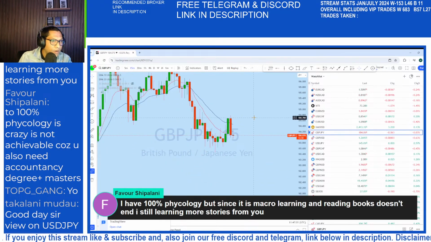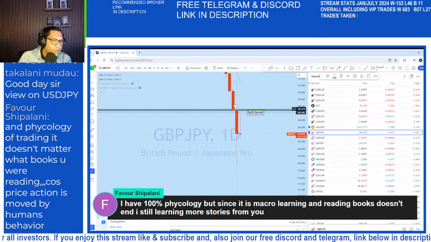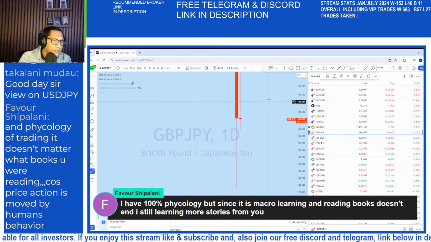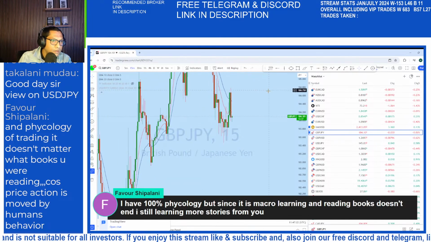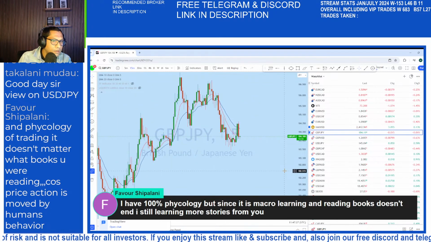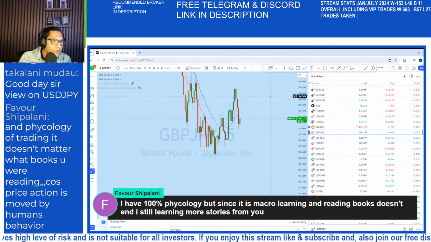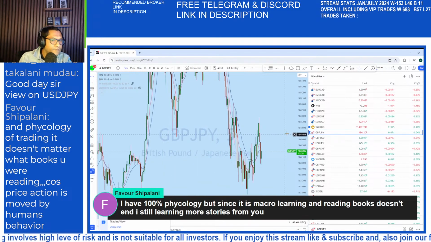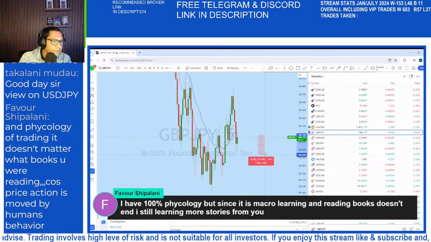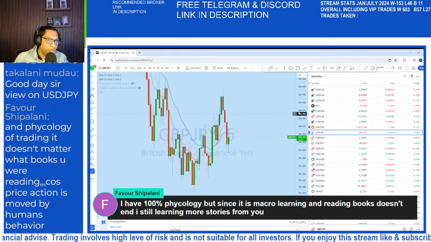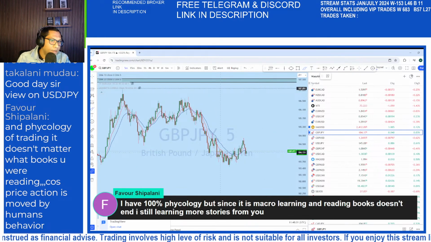Okay, on GBPUSD, on the daily support, and you can see today's candle has gone there and has got a rejection. Today GBPUSD is very volatile.